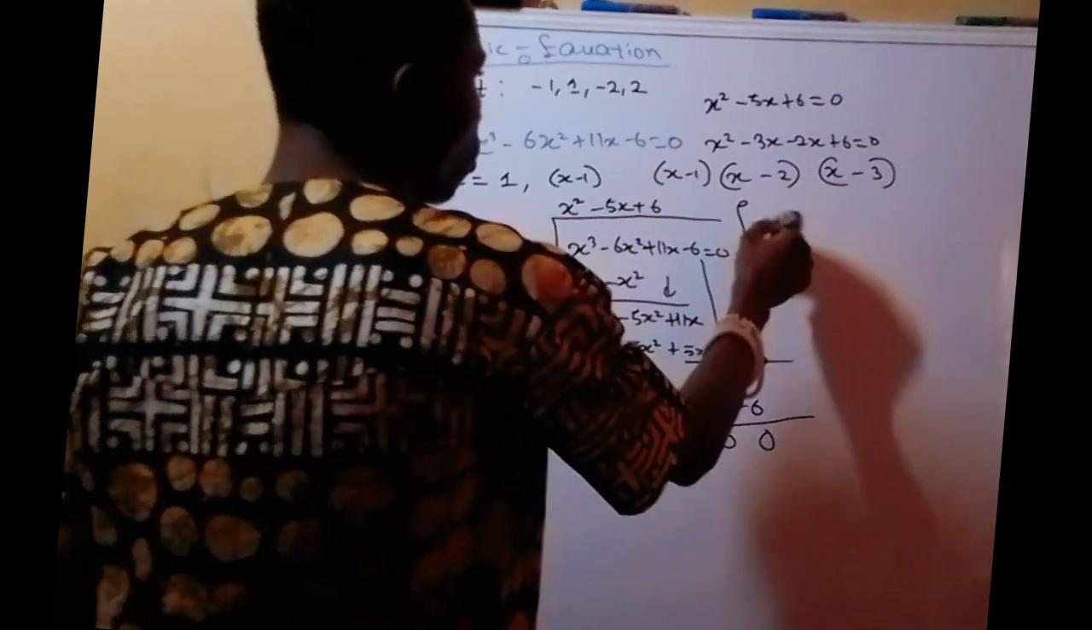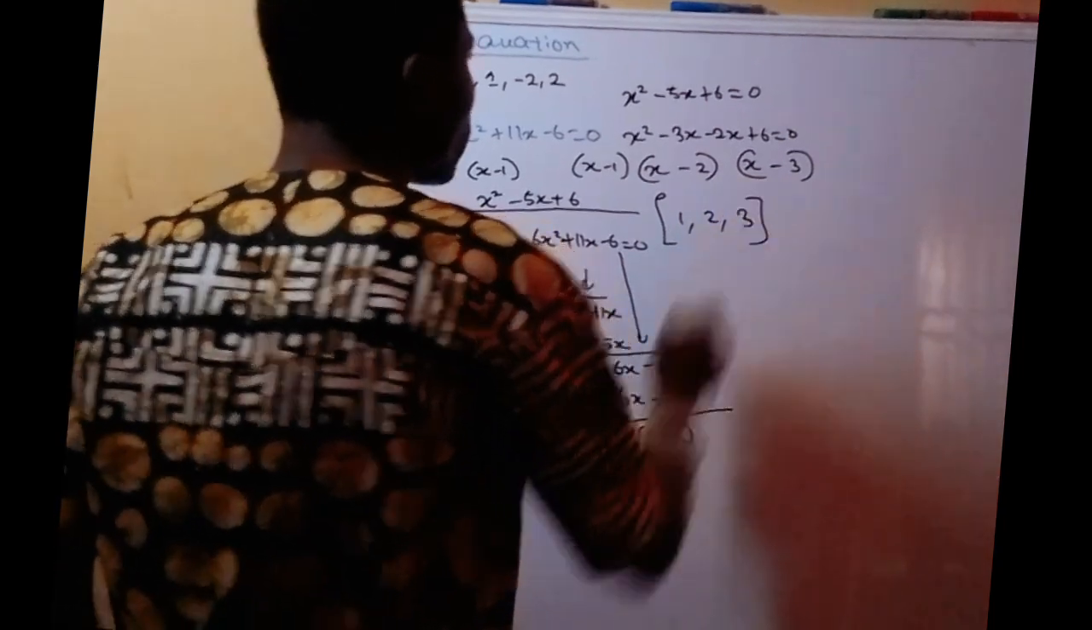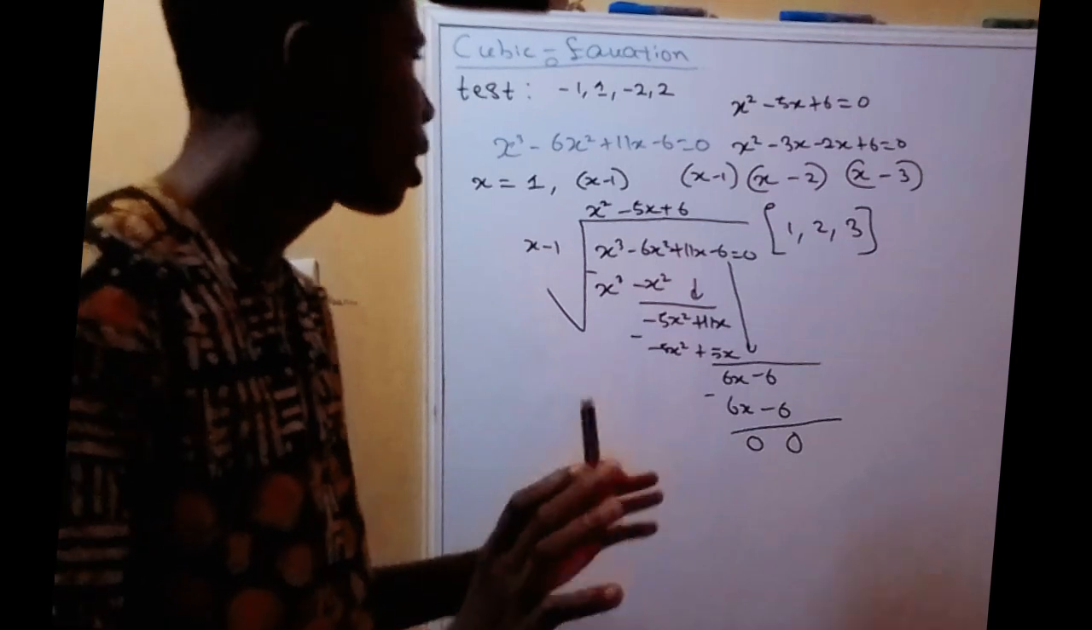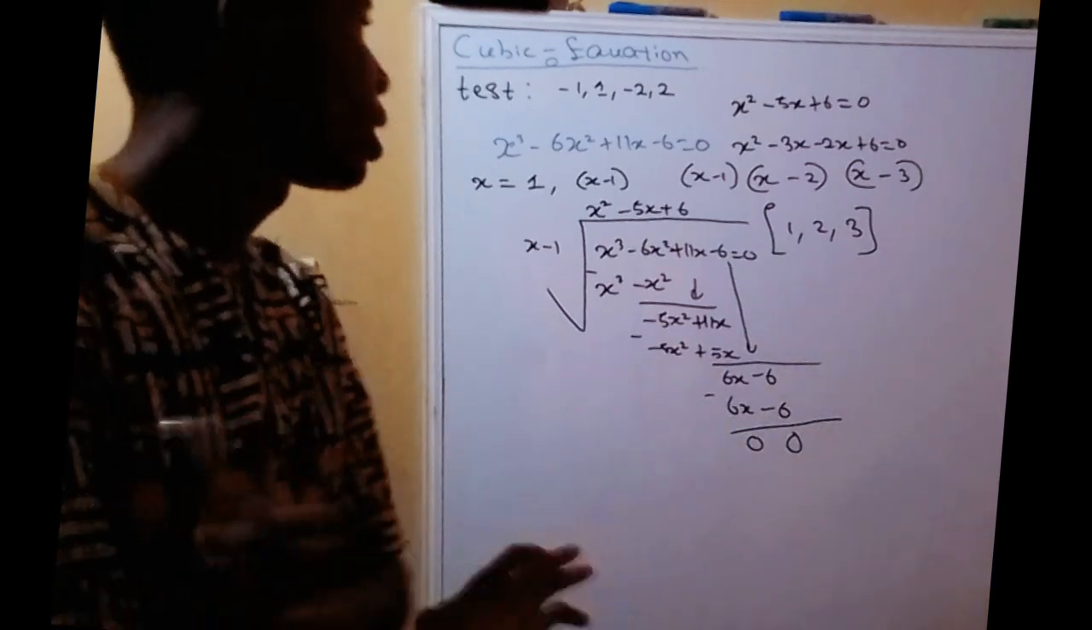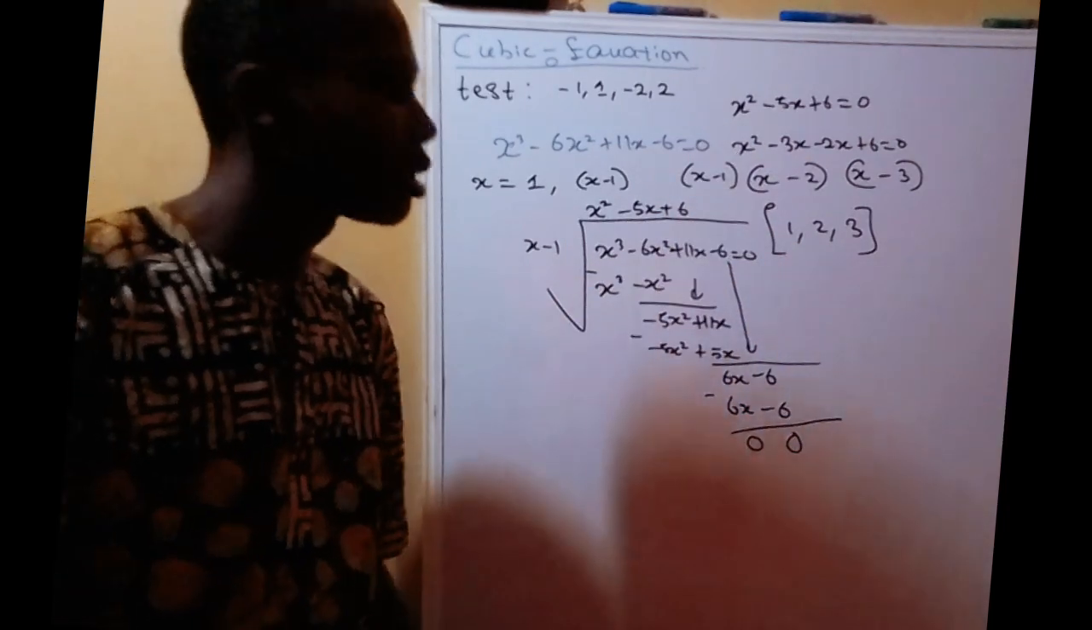X will be equals to what? 1. X will be equals to what? 2. And X will be equals to what, guys? Of course, 3. And that is how we can apply our division method easier. X minus 1, X minus 2, X minus 3.